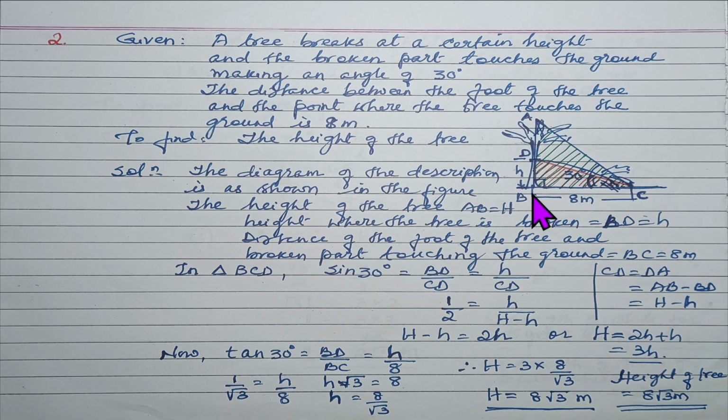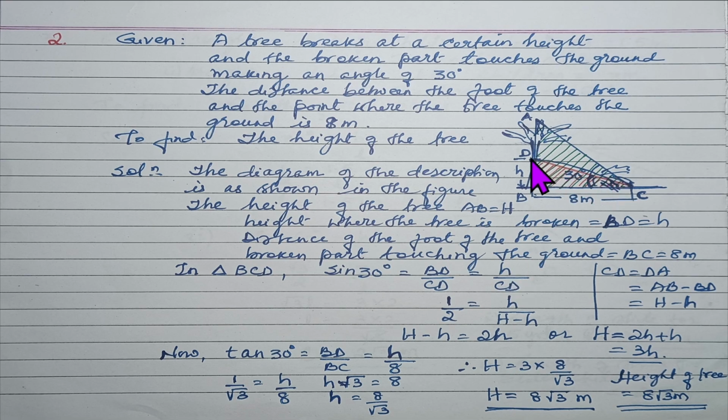Now let us relate BD and CD here. Let us relate BD and CD. Now we know that BD upon CD is sine 30 degrees, and sine 30 degrees is equal to BD upon CD, but BD is h, so therefore I have taken BD as h. But what is CD?